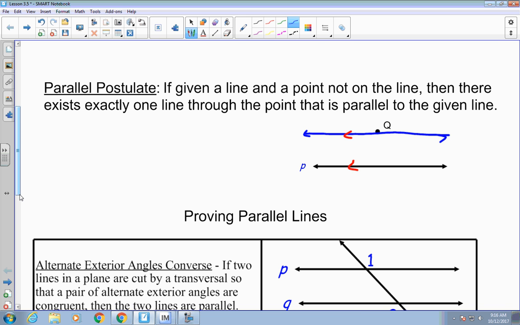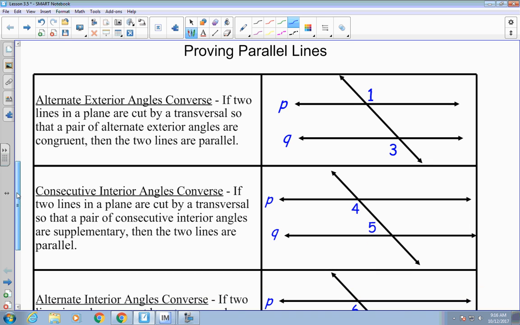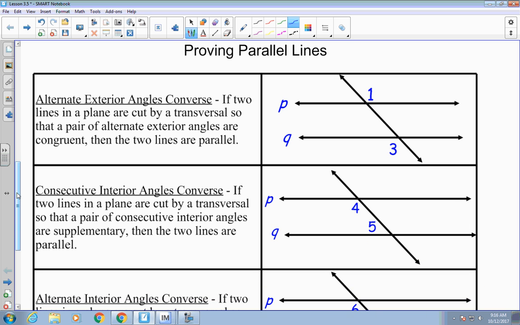Okay, so in addition to the corresponding angles converse, we have 4 other ways that we can prove parallel lines. Okay, and so the next one is the alternate exterior angles converse. And if I can establish that my alternate exterior angles are congruent, then I can say that the lines are parallel. So in this case, if angle 1 is congruent to angle 3, then I can say that P is parallel to Q. And that's the alternate exterior angles converse.